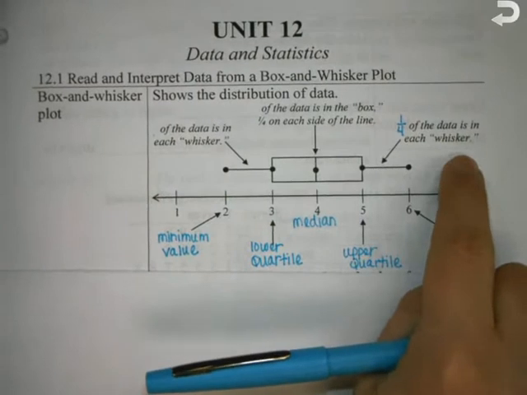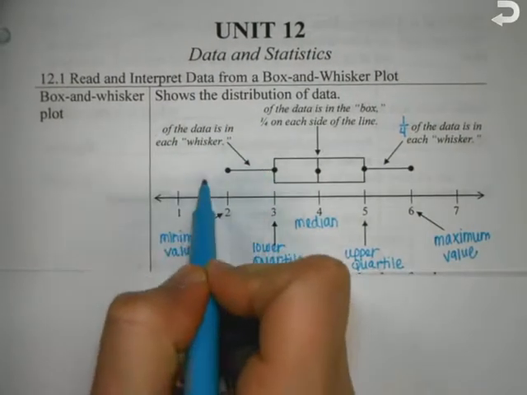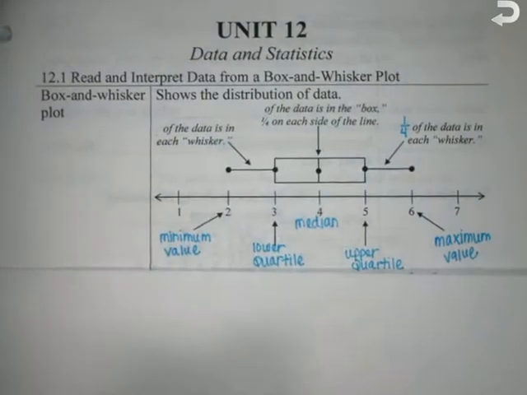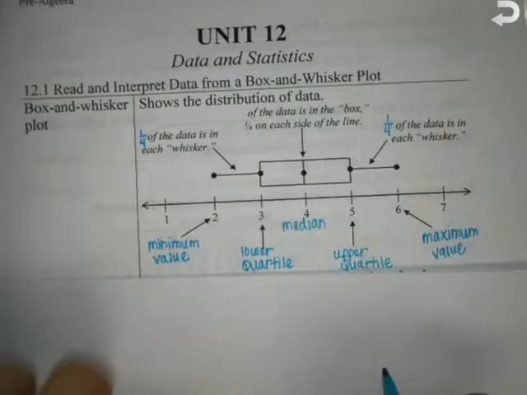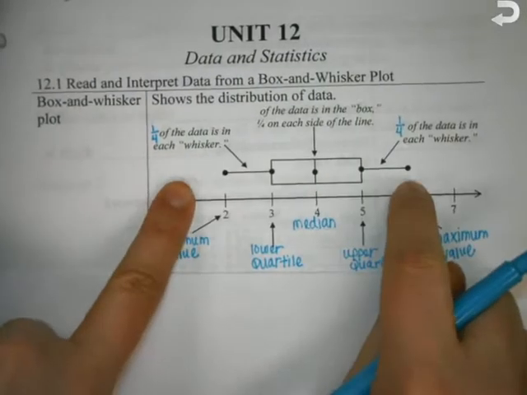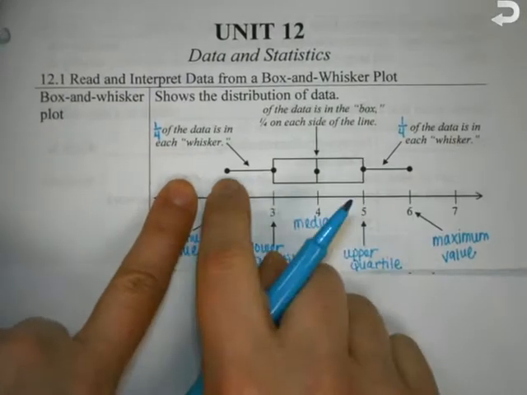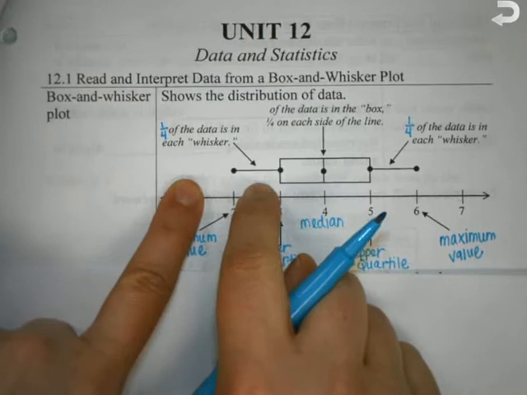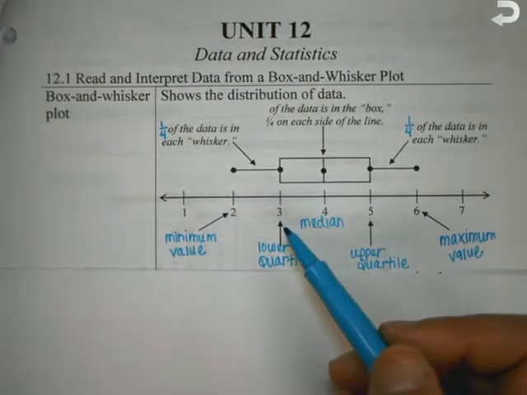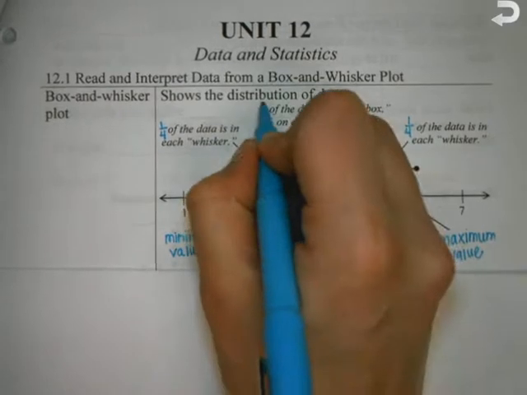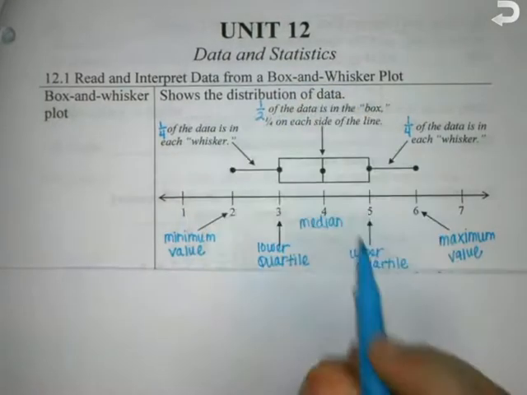So how much of the data is in the lower whisker? Also 1/4. Okay, so the largest fourth of the data is in this whisker. The smallest fourth of the data is in this whisker. So that means that the box contains how much of the data? 2/4 or 1/2. So 1/2 of the data is inside this box.